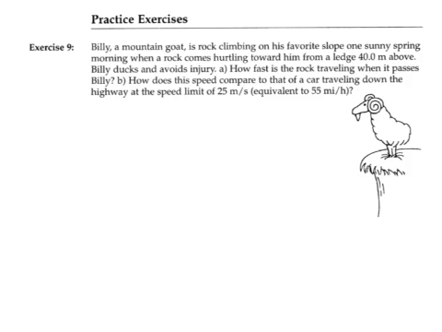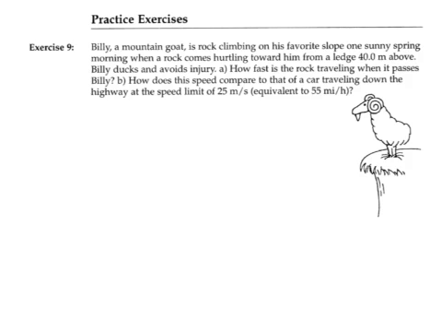Okay, exercise number 9 in the free fall section. This problem reads: Billy, a mountain goat, is rock climbing on his favorite slope one sunny spring morning when a rock comes hurtling toward him from a ledge 40 meters above. Billy ducks and avoids injury. How fast is the rock traveling when it passes Billy?